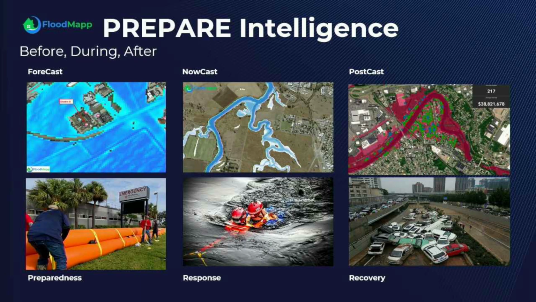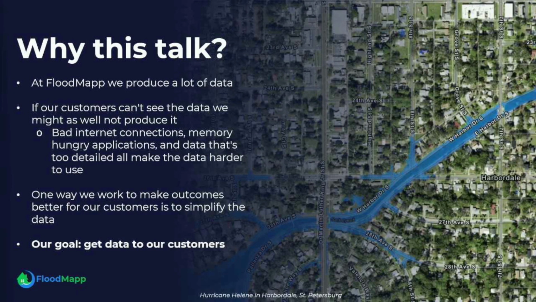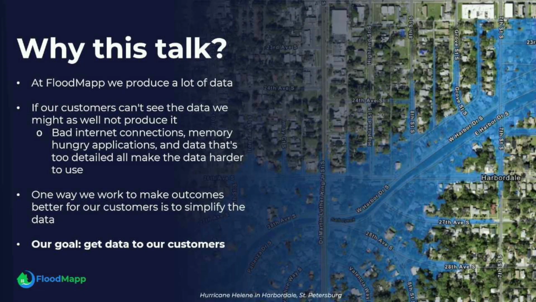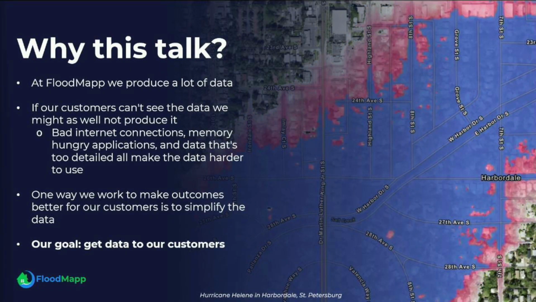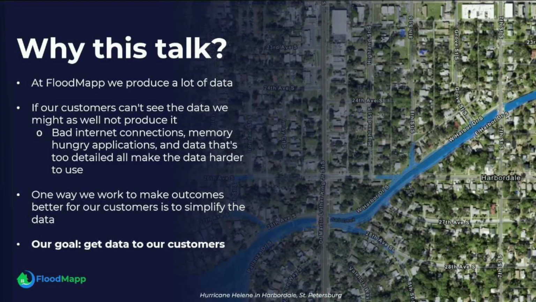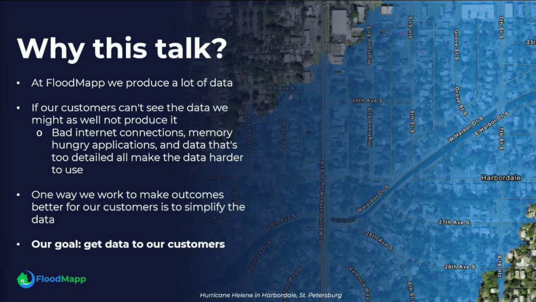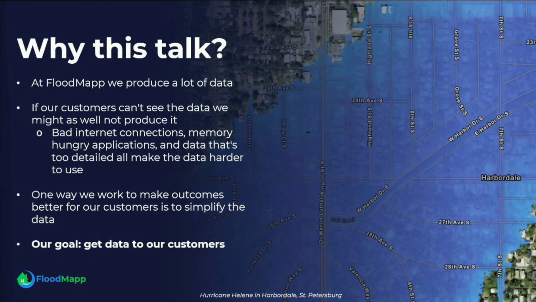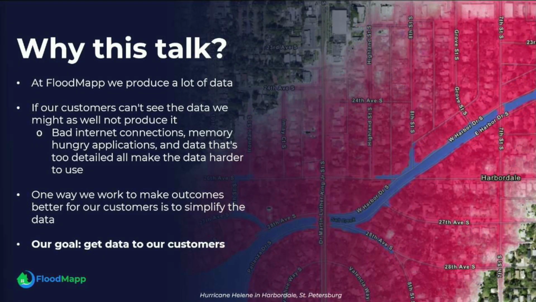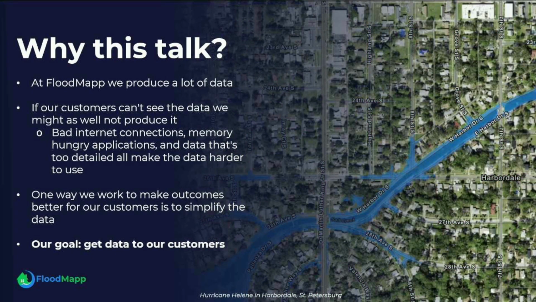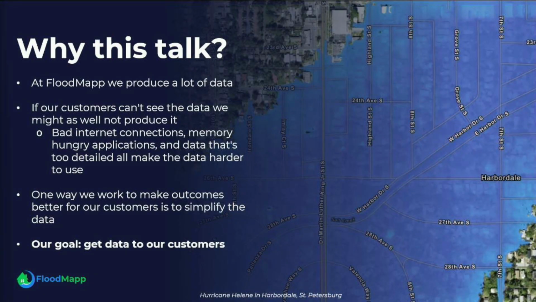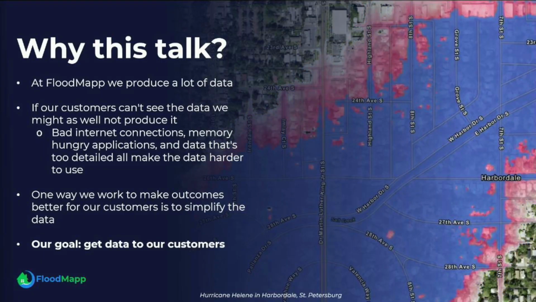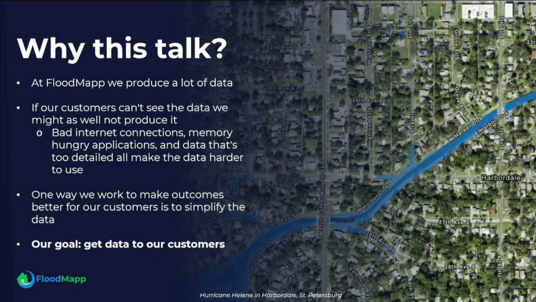Alrighty, so why this talk? So yeah, we produce a lot of data. Okay, if our customers can't see the data, we might as well not do anything. If we can't get it to people, why do we do it at all? And to be honest, it's the same with anyone working with spatial data. It's all well and good if it sits on your desktop, but if you can't show people, it's not particularly useful at all. And so we have things like issues with bad internet connections, memory-hungry applications, data that's just too detailed to make it useful, that make it harder to use.